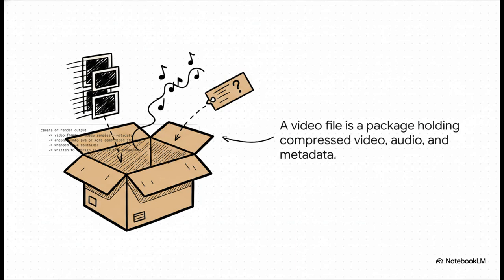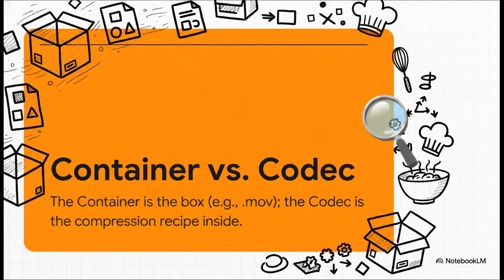This right here is the mental model you need. Think of your video file like a shipping box. It's just a package. And inside that package, you've got a few different items. You've got your compressed video stream, your compressed audio stream, and then you have this little label on the outside with all the info, like timecode. That's your metadata.